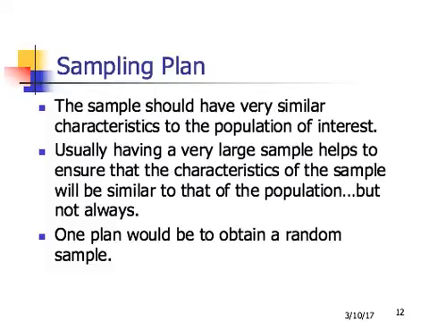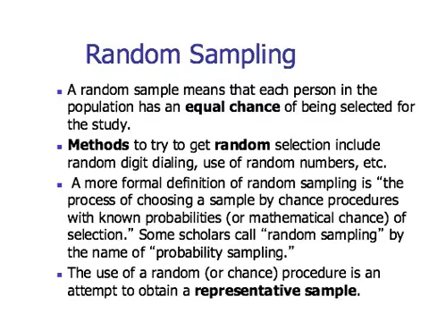Now the sample should have very similar characteristics to the population of interest. Now let's say you want to make sure you have similar ethnicity. If there's 30% of people who are, say, Latino in your population, you want your sample to have the same amount. Sometimes if you have a very large sample, that can help ensure that the characteristics of your sample are similar to the population, but it doesn't always work that way. If you want to be a little more careful, you can do a random sample. Let me tell you what a random sample is.